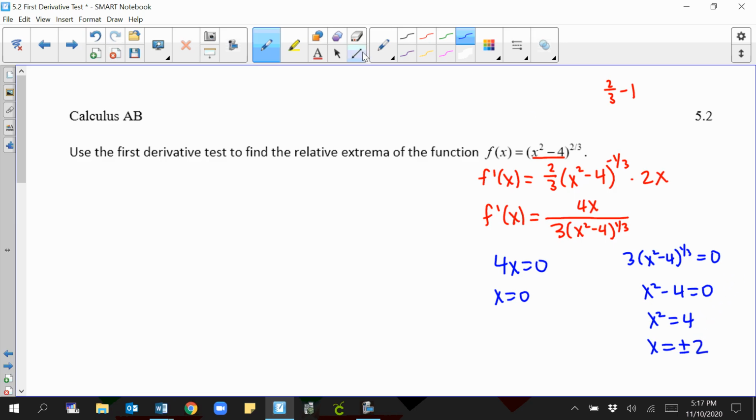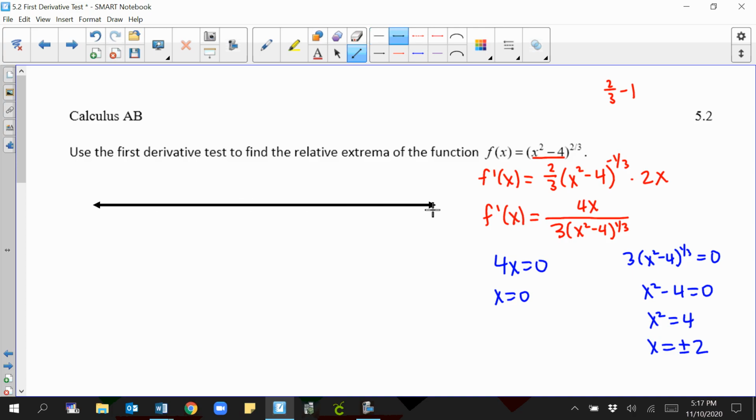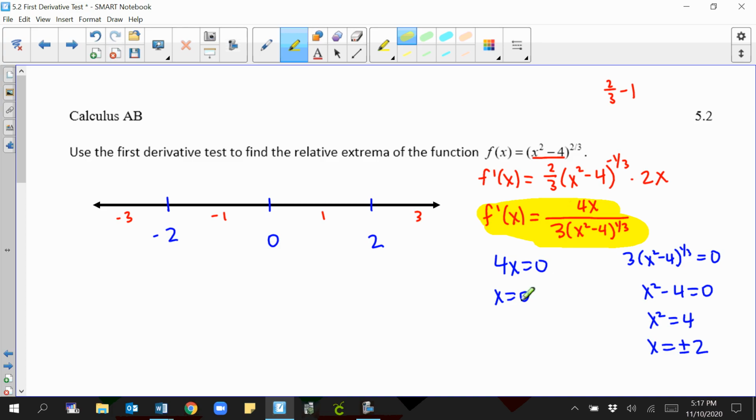So I'm going to draw my number line. I'm going to put it over here. And I'm going to put those points on my number line. So I'm going to have a negative 2, 0, and positive 2. So if I want to pick some test numbers, let's do over here, I'm going to do negative 3, negative 1, 1, and 3. And remember, we're plugging all of these back into our derivative.